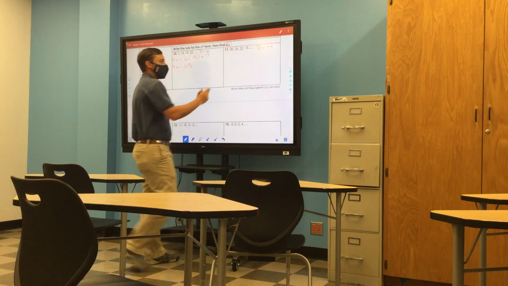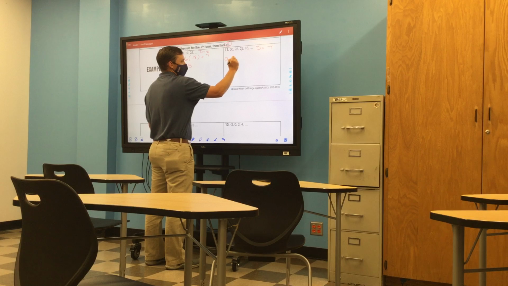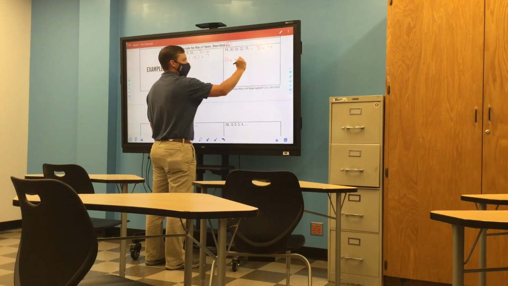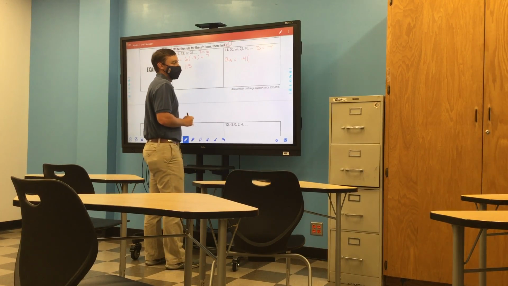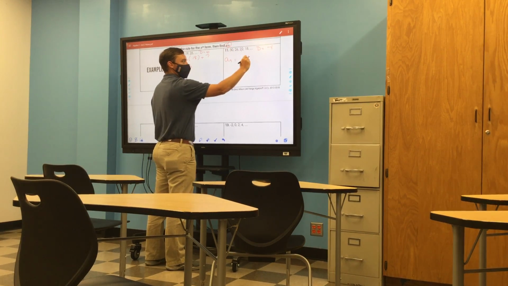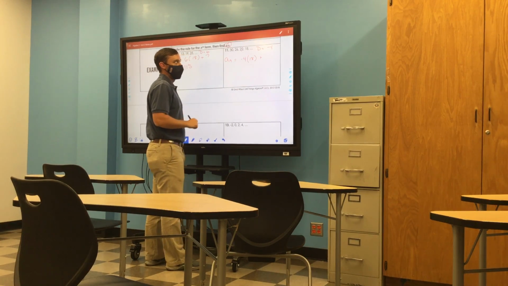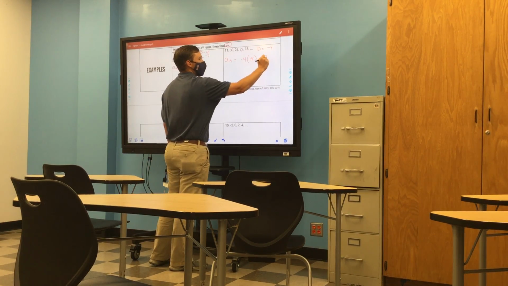Okay, still looking for my 19th term. So a19 is equal to my common difference, negative 4, times whatever term I'm looking for, 19 minus 1, so that's 18, plus my first term, which is 30.